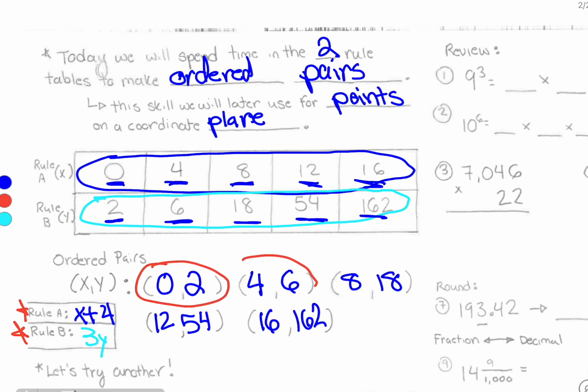So what we're really doing with these is we're just saying, okay, these two numbers were on top of each other, these two numbers were on top of each other, and these two numbers were on top of each other in our ordered pair table.